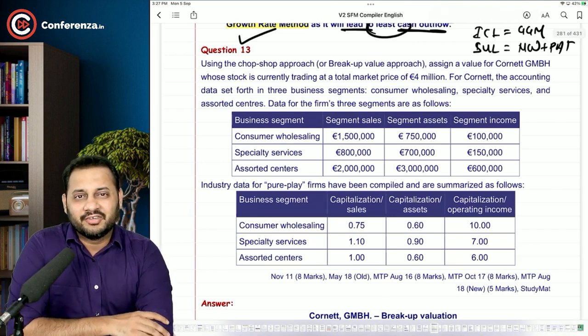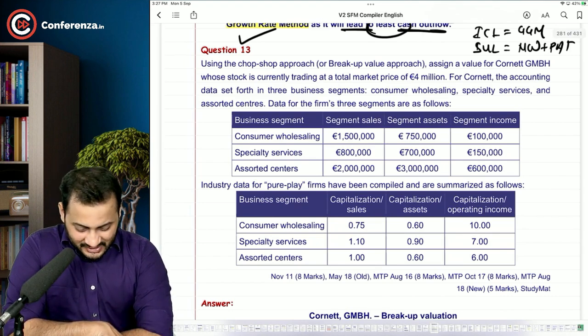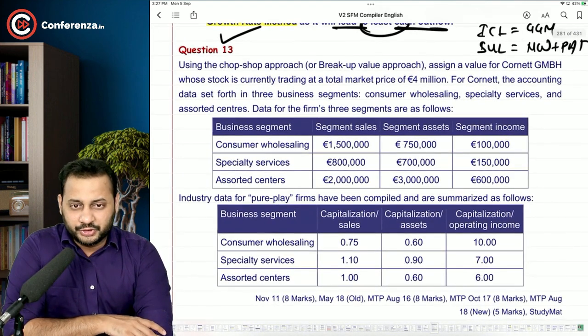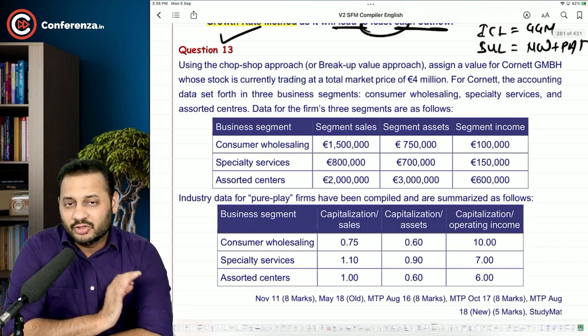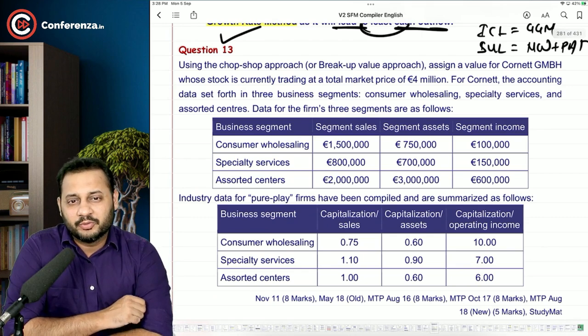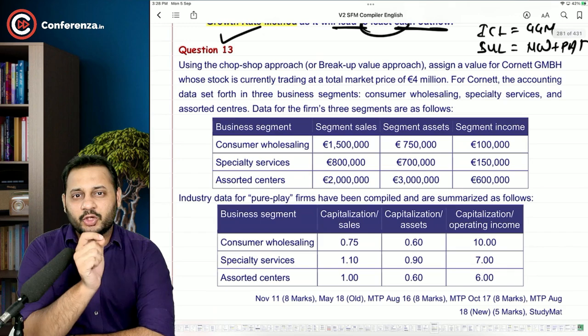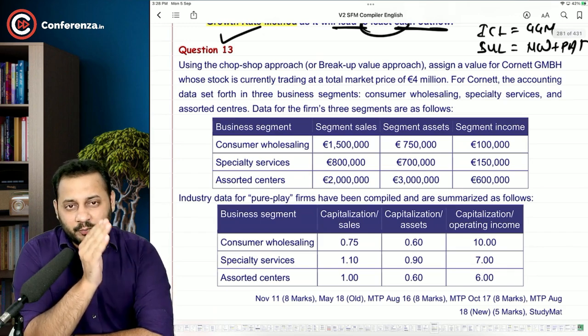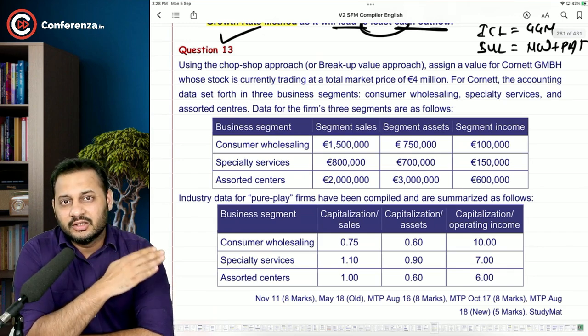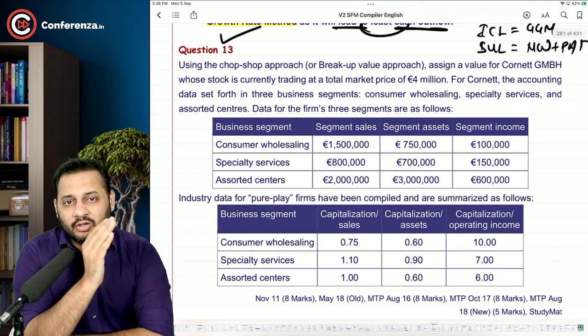Question number 13 in front of you. Let's have a look. Using the chop shop approach or the breakup value approach. Now you might be thinking that before starting this question, we should discuss the concept of chop shop approach or the breakup value approach, and let me give you a hint about that. Chop shop, chop. Chopping means cutting down or separating a part of something.